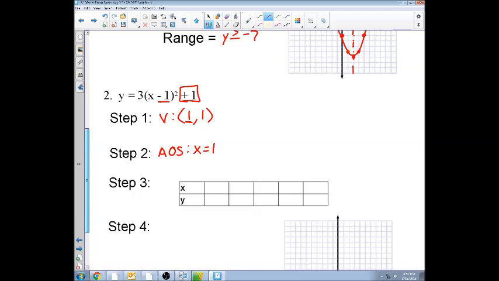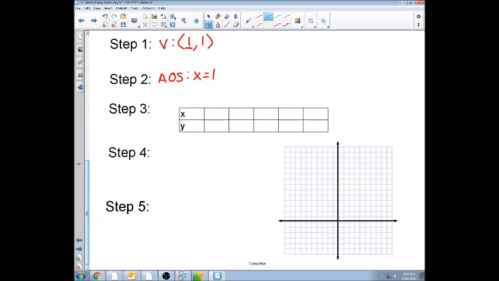Remember, once I have found my vertex and my axis of symmetry, I want to go ahead and plot those points. Well, (1, 1) should be right here. I need a vertical line at x equals 1, and it needs to be dotted. So here is my vertical dotted line for x equals 1.